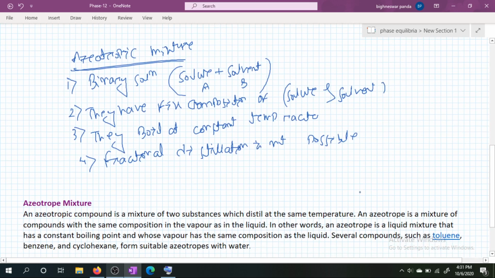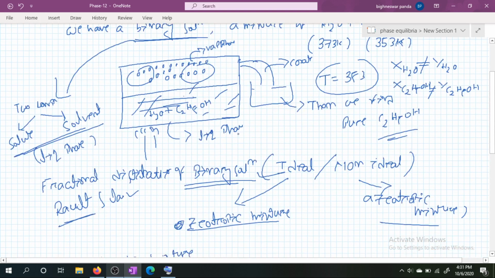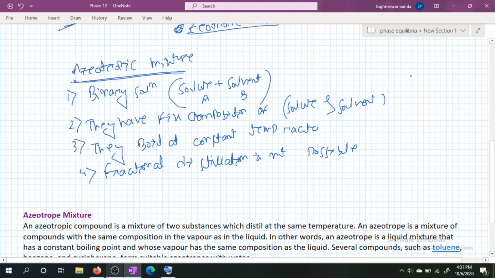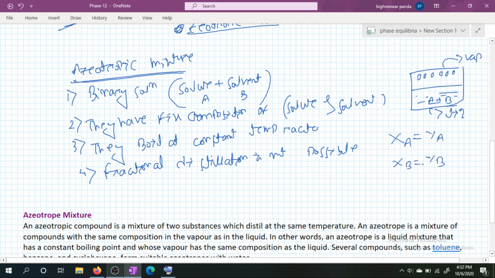Why is fractional distillation not possible in the case of an azeotropic mixture, that is, non-ideal solution? Because fractional distillation is possible when the mole fraction XH2O is not equal to YH2O. Since we are considering two components, A and B, with A plus B present in the liquid phase and A plus B present in the vapor phase, fractional distillation is not possible here because XA is equal to YA and XB is equal to YB.